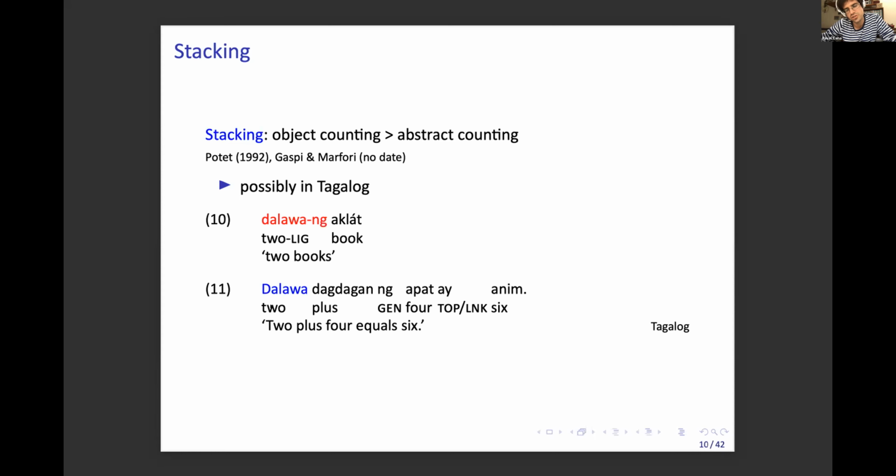extra morpheme there, ng, which is called the ligature, and which appears in between every two members of a noun phrase, including between a numeral and a noun. And we're not really sure whether we should analyze this as some kind of specific numeral morpheme like in Japanese, or whether it's a general linker. So we're just putting this on the side.